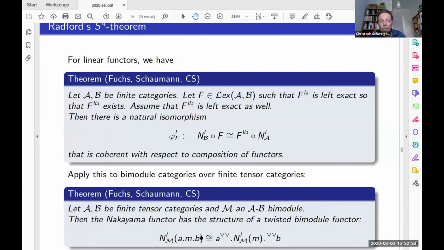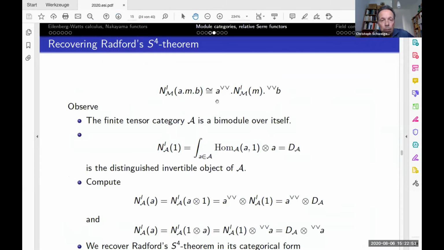Namely, the Nakayama functor. If I'm looking at a bimodule category, well, the Nakayama functor on a bimodule category, I can act with an object of A on the left or with an object of B on the right. And if I pull it right out of the Nakayama functor, I get biduals. This is actually the left adjoints I have here, and it follows from this theorem.